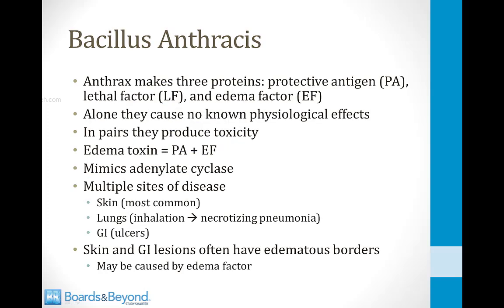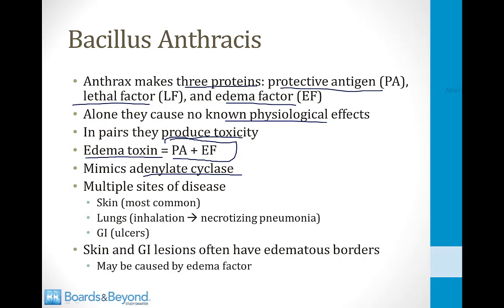Next bacteria that makes an exotoxin that stimulates fluid secretion is Bacillus anthracis, which causes anthrax. So anthrax makes 3 proteins. The first one is called protective antigen, the second one is lethal factor, and the third one is edema factor. And interestingly, when these things are used alone, they cause no known physiologic effects, but when they're put into pairs, they produce toxicity. So one of the exotoxins that this bacteria makes is called edema toxin, and it is the protective antigen and the edema factor linked together. And it mimics adenylate cyclase, so it's going to stimulate secretion of fluid from cells.